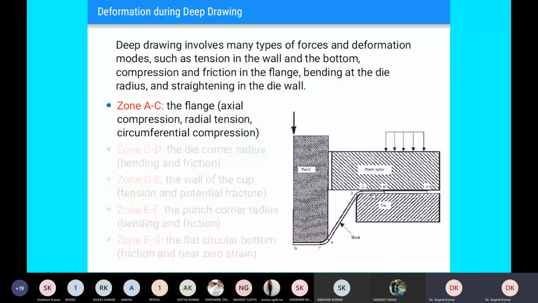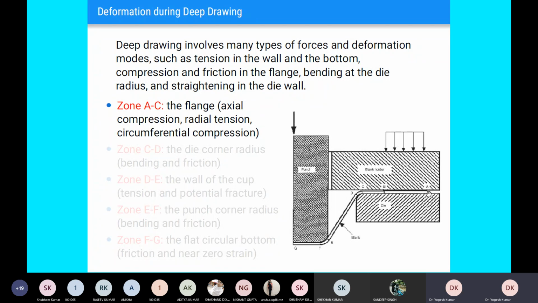Okay, so I have taken a view of one component which is under deformation in the deep drawing process. Okay, so here you can see this is your final product cross section. I have taken a cut cross section. Okay, so here I have marked 5 zones. These zones are A, B, C, D, then E, F, G.